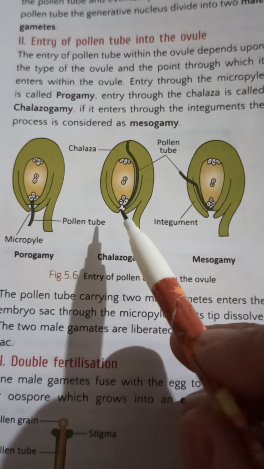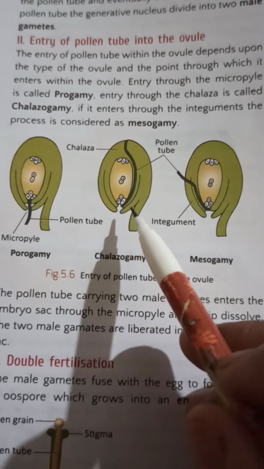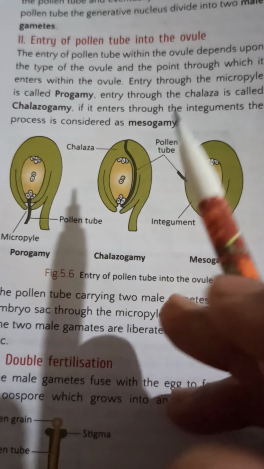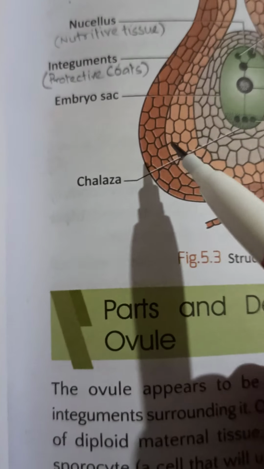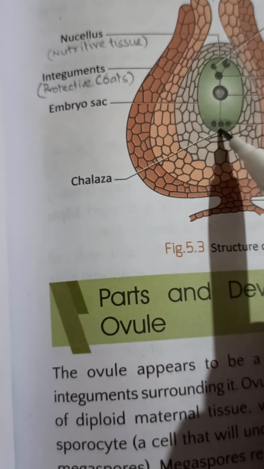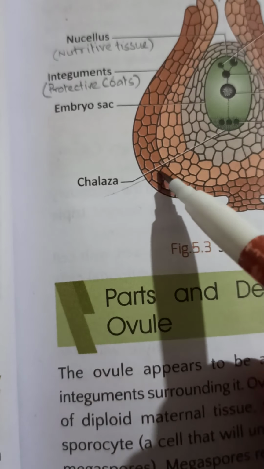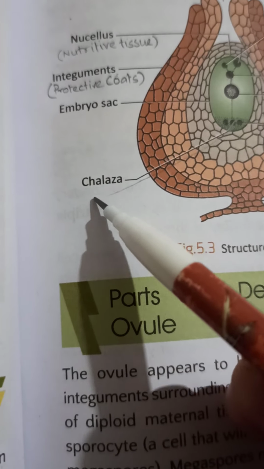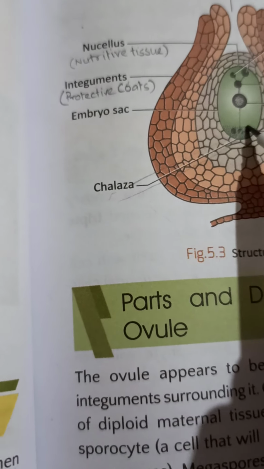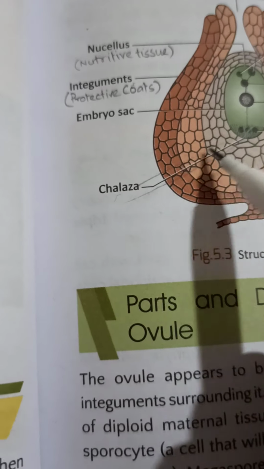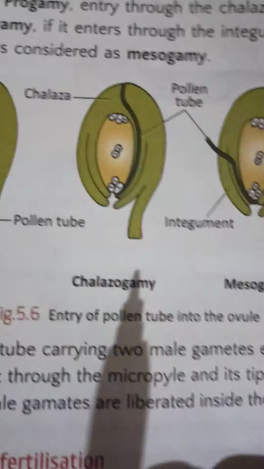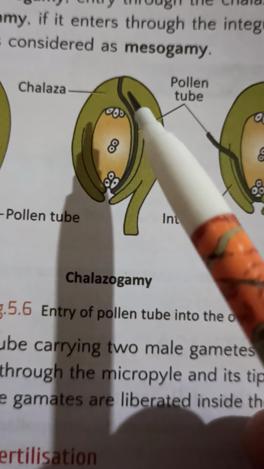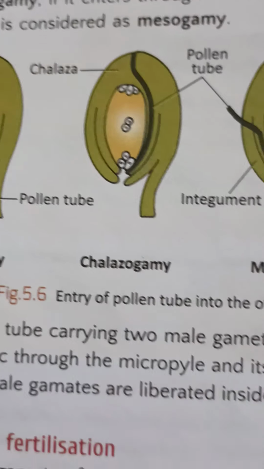Then, when the pollen tube enters through the chalaza. What is chalaza? This part, it is known as chalaza. When the male nucleus-containing pollen tube passes through this region, it is known as chalazogamy. Chalazogamy.